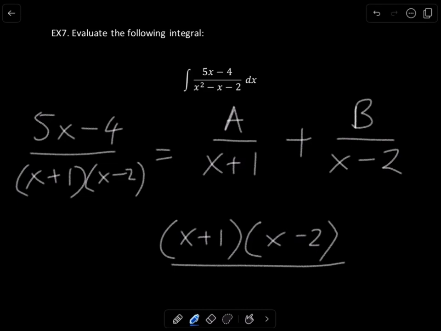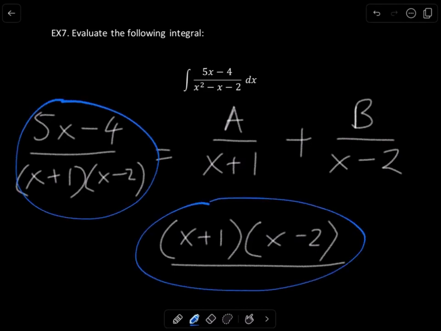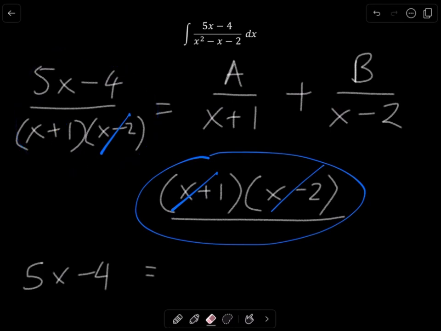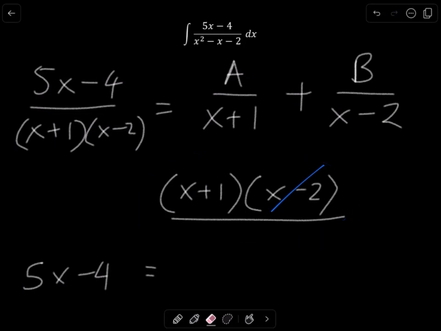If I multiply by x plus 1 times x minus 2, can you see how the x plus 1 will cancel off and the x minus 2 will cancel off? So what I will actually be left with on the left hand side is 5x minus 4. Okay, so that's what we're going to do. We always multiply by that denominator on the left hand side. Then what I did on the left, I have to repeat on the right.